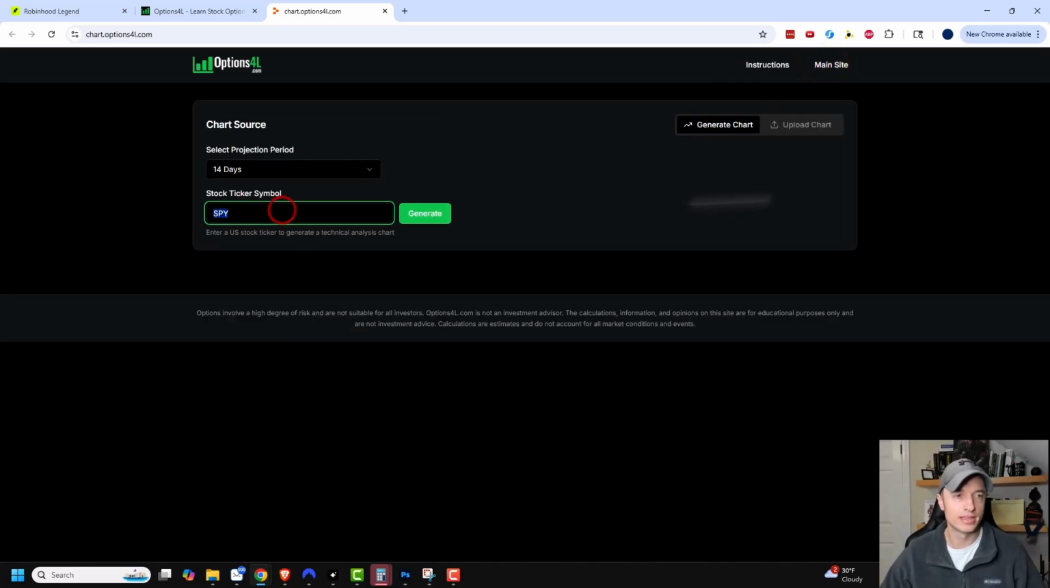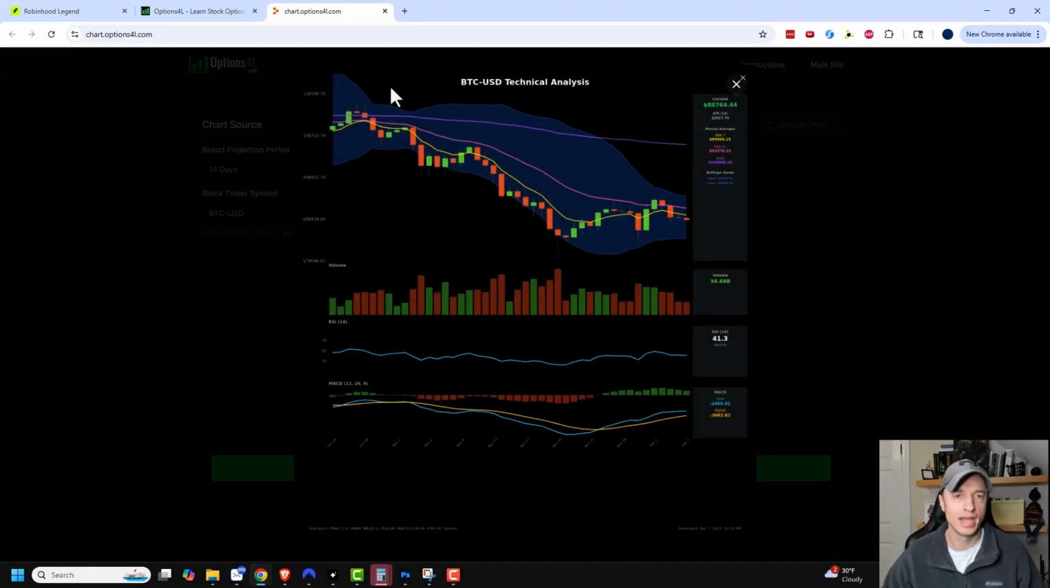And I do want to show you one thing. If you want to look up the price of Bitcoin, you could do BTC-USD. So you can also throw in crypto symbols in here as well. Usually you just do the ticker symbol of the particular crypto and then the currency you want to price it in. So Bitcoin USD and generate, and it'll generate the Bitcoin chart. And I could go ahead and run the analysis on this chart as well.